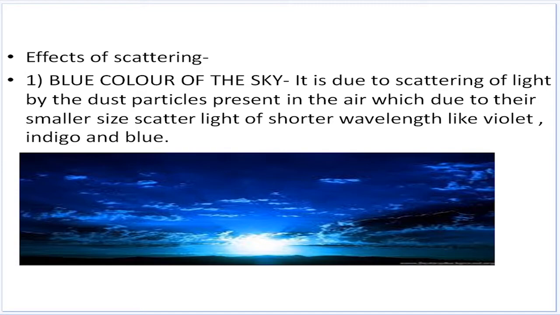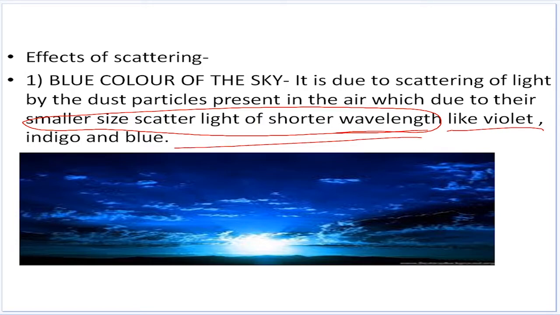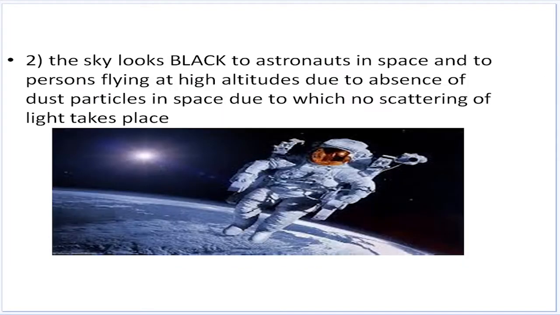Now what are some simple effects of scattering of light? The first one, children, is the blue color of the sky. The magnificent, majestic blue color of the sky is also due to scattering of light by the dust particles present in the air, which due to their smaller size scatter light of shorter wavelength. We know air is completely filled with dust particles which are very small in size, and therefore they scatter light of shorter wavelength like violet, indigo and blue. Because of scattering of these colors of light, the sky appears blue in color.